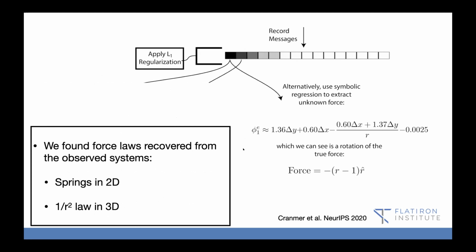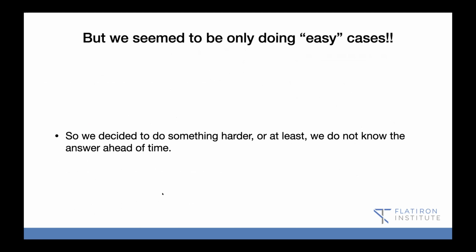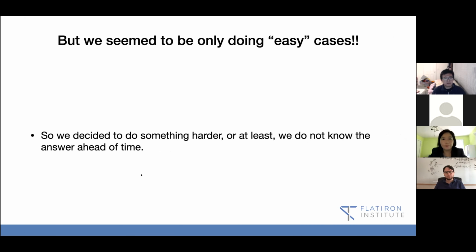We found force laws and we recovered them from all the observed systems that we tried. For example, the spring law in 2D and one over R-squared law in 3D. These are the 2 systems we tried significantly. So we decided to do something harder because people were asking us, why are you doing something easy? Because you already know the force laws a priori. So we tried something where we do not know the answer ahead of time.